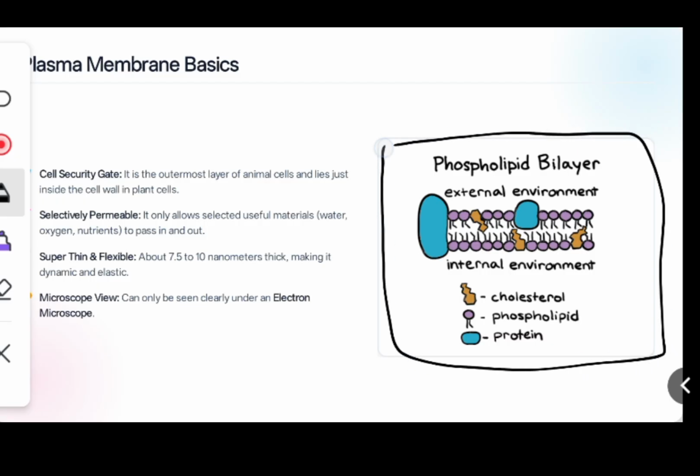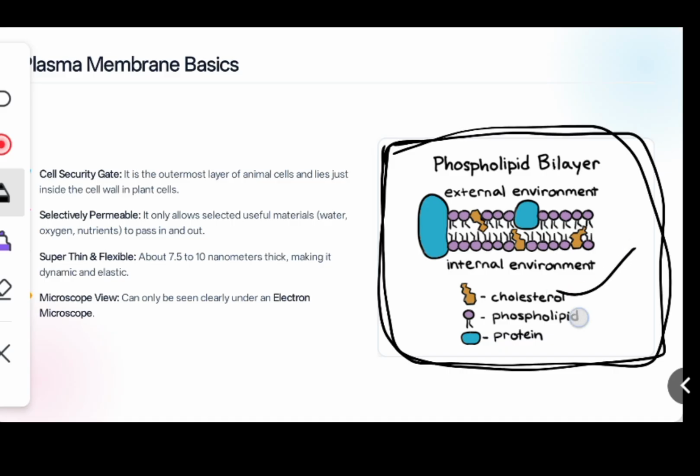This is the structure of the plasma membrane. Whenever you observe under an electron microscope, it will look like this. It is made up of three components. Number one, cholesterol. Number two, phospholipid. Number three, proteins. So this blue color structure is known as the proteins and the purple color structures are known as the phospholipids, and in between them the small structure is known as the cholesterol.